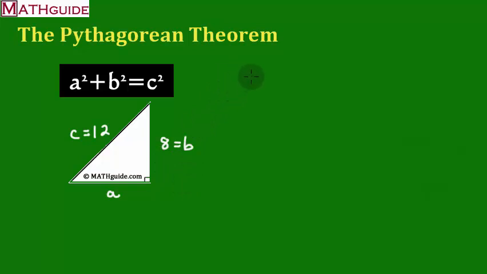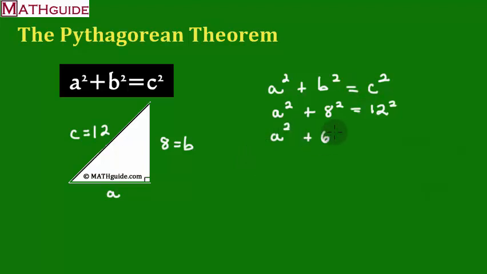The first thing we do when we try to calculate the length of a leg is write down the formula, or in this case, the equation. If we're going to use it, we write it down. Now we're going to substitute in the values. We don't know what A is. We know B is 8, so we're going to square the 8. And we know C is 12, so we're going to square that. Order of operations says that we square before we add. So 8 squared, 8 times 8, is 64. 12 squared, 12 times 12, is 144. So far so good.